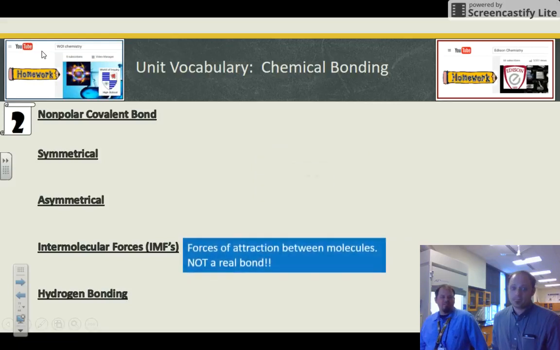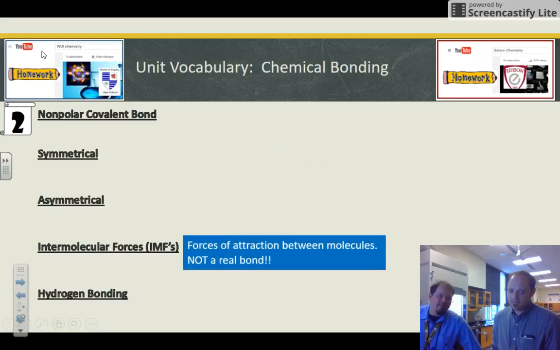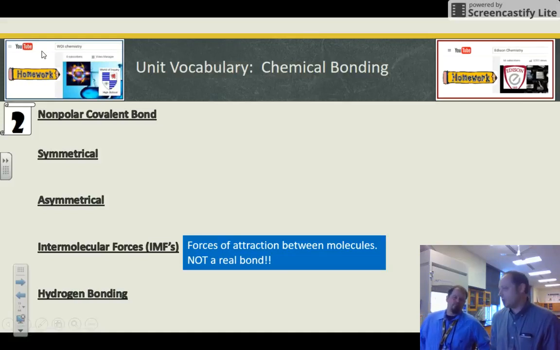IMFs, we've got a POGIL on this that I actually kind of like. I like the polar bears and the penguins. IMFs are the force of attraction between molecules themselves. Now, this is not a bond. I've got a bonded molecule here and a bonded molecule here, and there's no actual bond between the molecules. They do interact, but that doesn't form a full covalent or ionic bond.